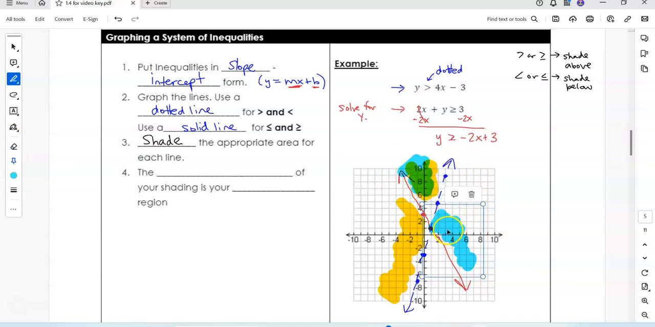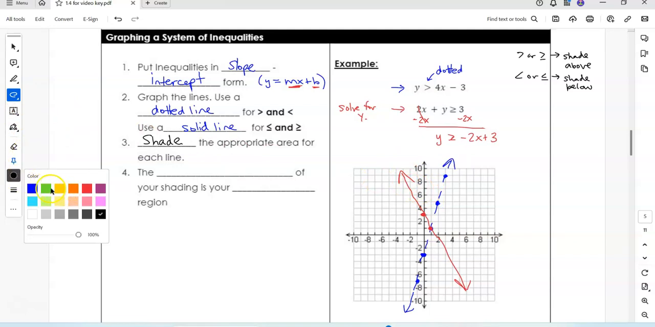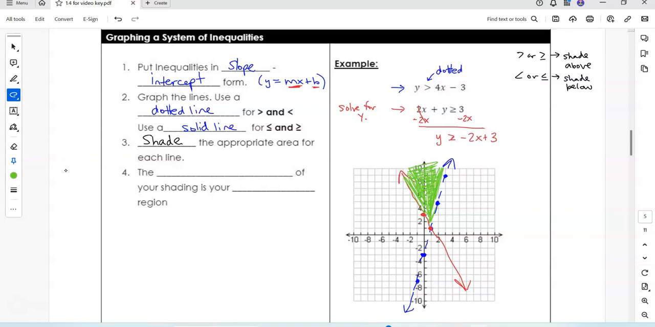So you know what? This is being a pain, so I'm just going to delete all of this. And I'm going to take my pen and pick the green. And this is the part that is ultimately shaded. Okay? Everything between these red and blue lines, because that section is what's above the blue and above the green.